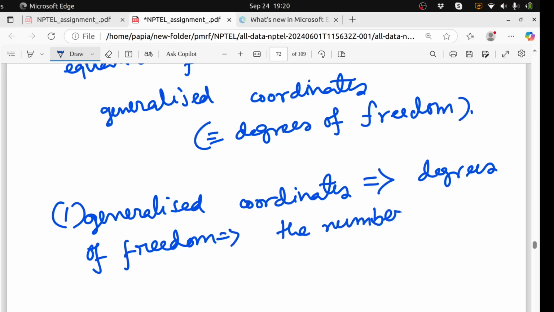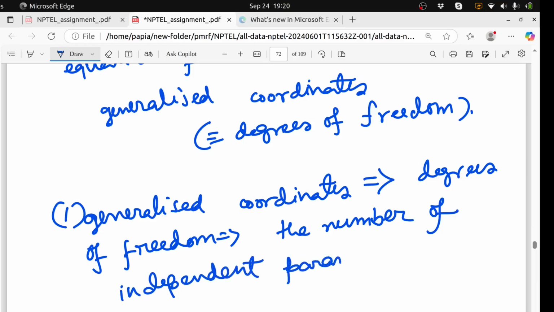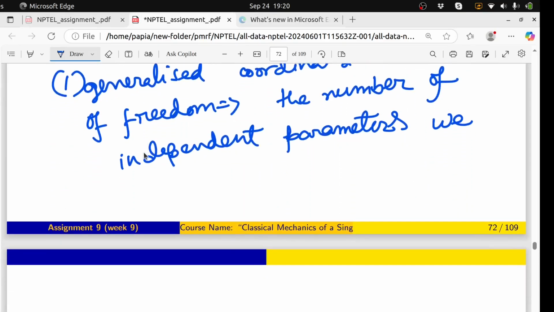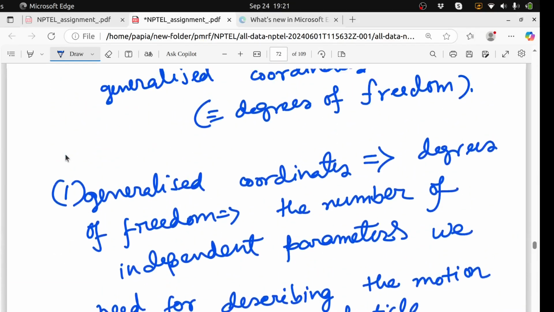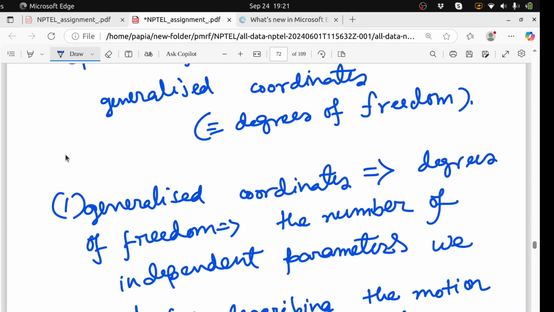the number of independent parameters we need for describing the motion of a particular system. Okay, fine. This is a generalized definition. So that means this is nothing but on the same footing as the degrees of freedom.